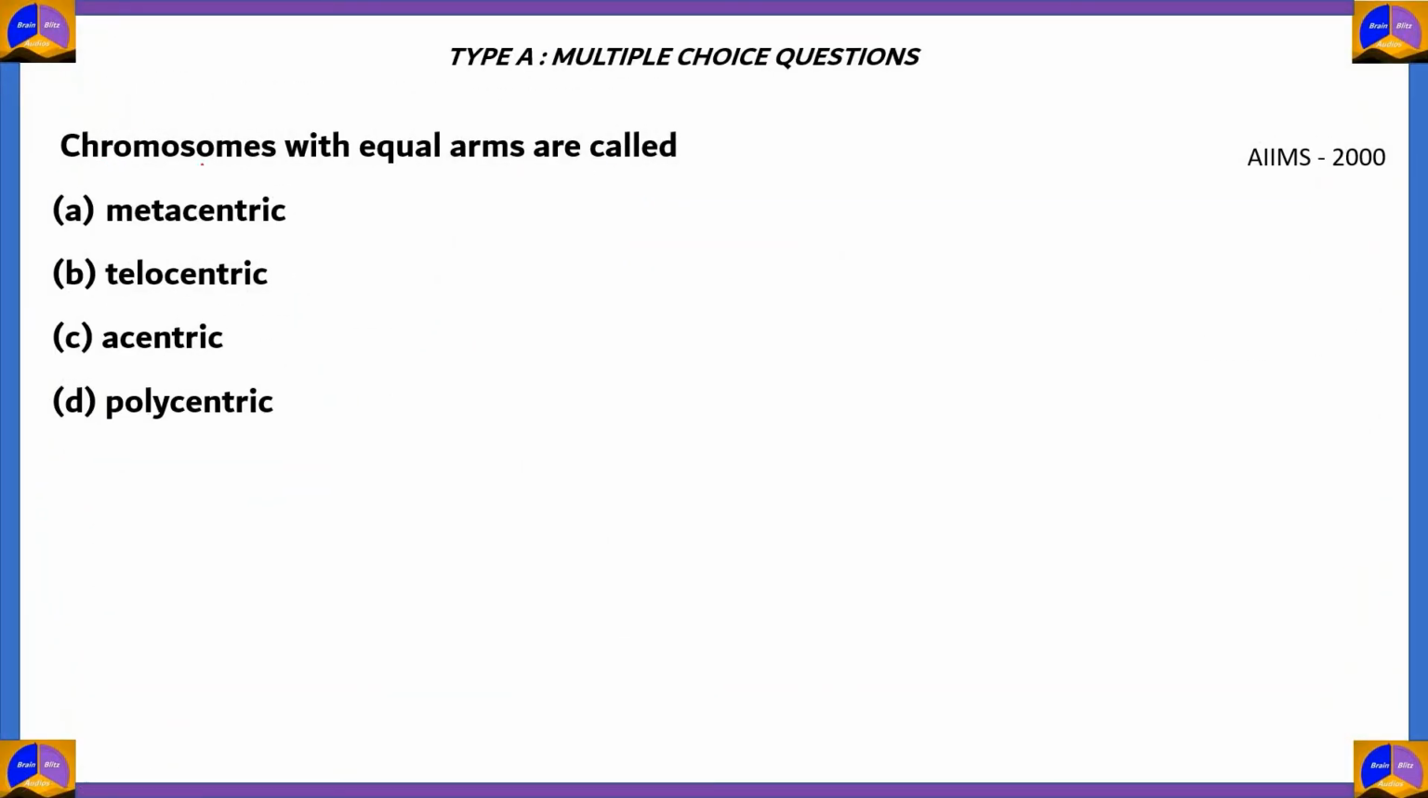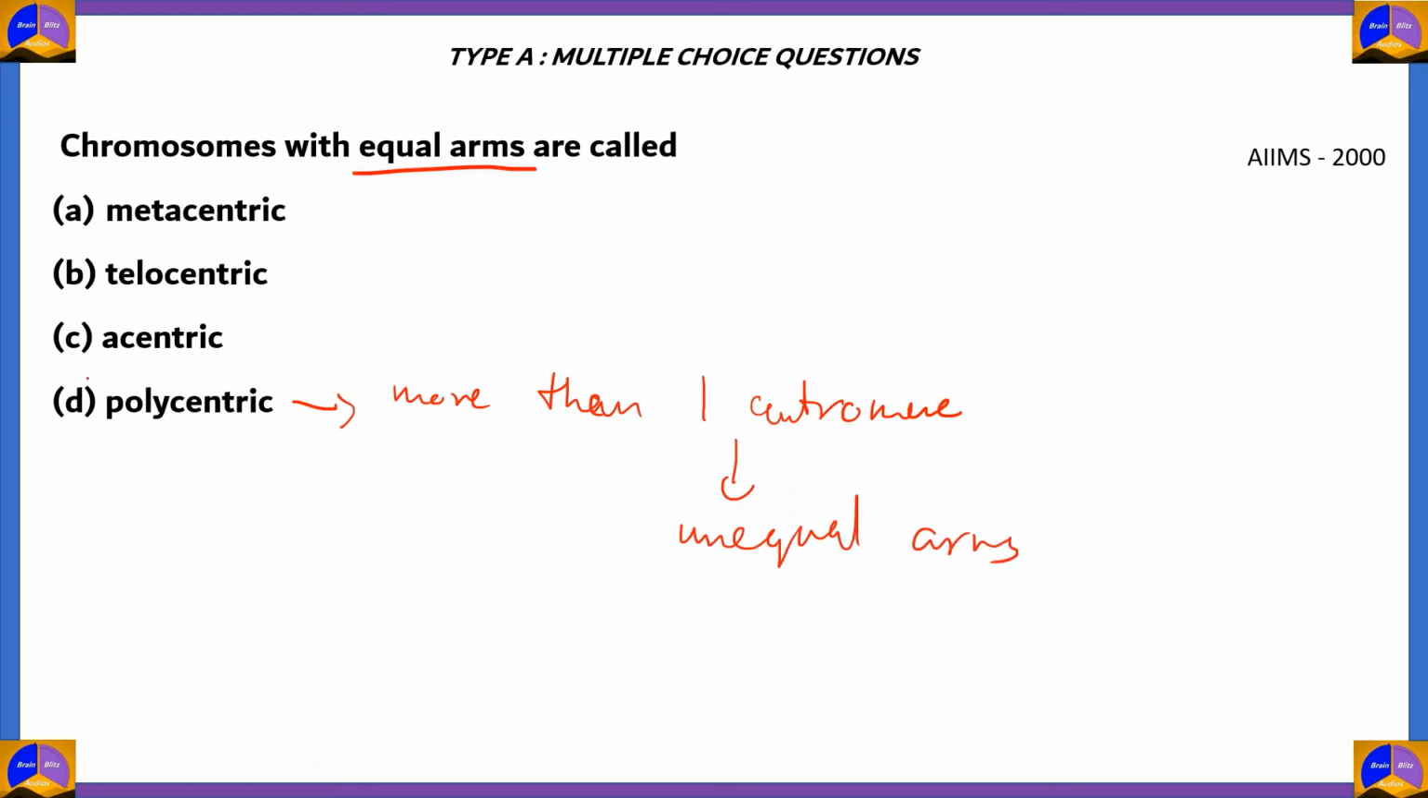Next question. Chromosomes with equal arms are called A. Metacentric, B. Telocentric, C. Acentric, D. Polycentric. Polycentric chromosomes have more than one centromere. That results in unequal arms. Option D is incorrect. Acentric means no centromere. So there is only one arm. So therefore, option C is also incorrect.